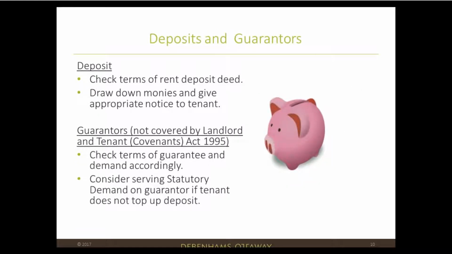Now, to finish up, I'll be talking to you about deposits and guarantors, and then the Landlord and Tenant Covenants Act 1995. Taking you first to deposits, this is a contractual remedy. You need to check the terms of the rent deposit deed if indeed you do have one, draw down the money and give the appropriate notice to the tenant in accordance with the deed.